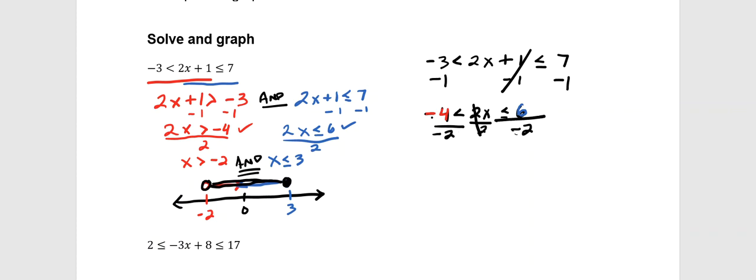We're going to divide, I'm sorry, not by -2. There was a long pause there. We're not going to divide by -2. I was getting my signs off. We're going to divide by +2. We're going to get -4 is less than x is less than or equal to 3.